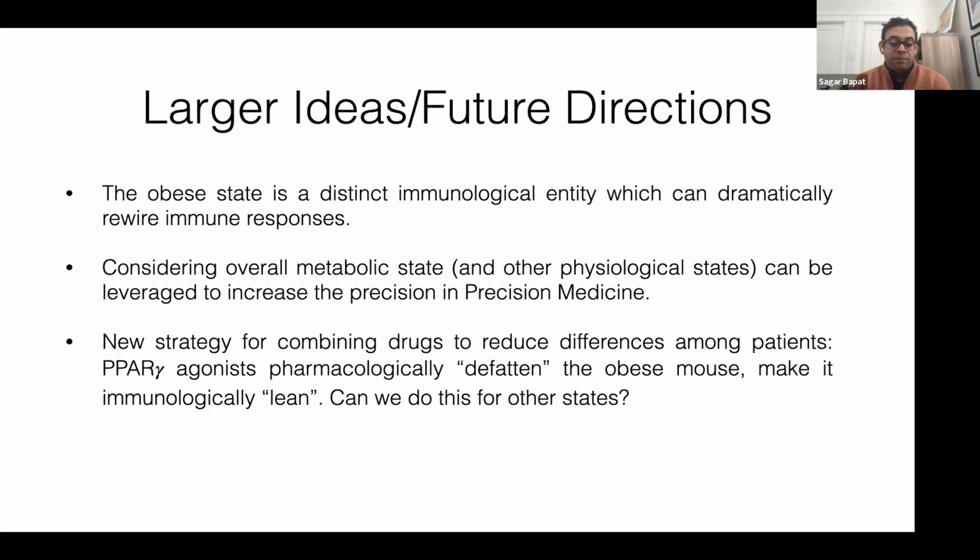So can we have other states besides lean and obese? That's something that we're thinking about as we move forward.